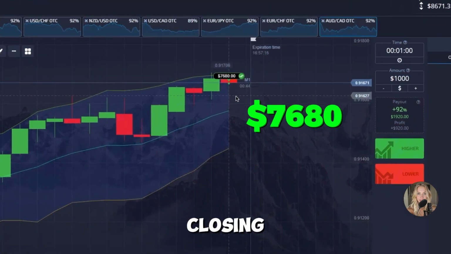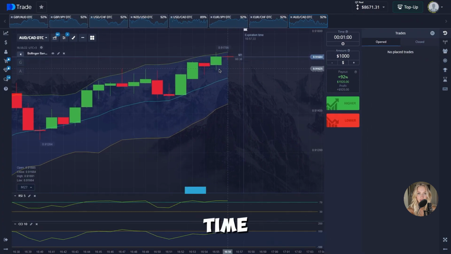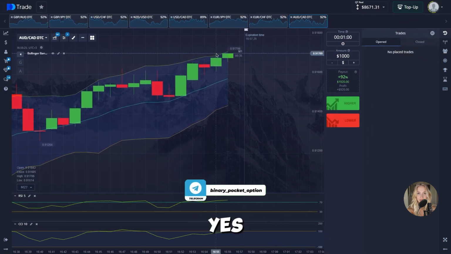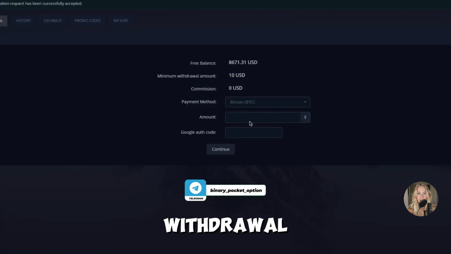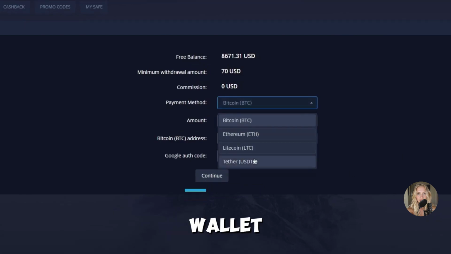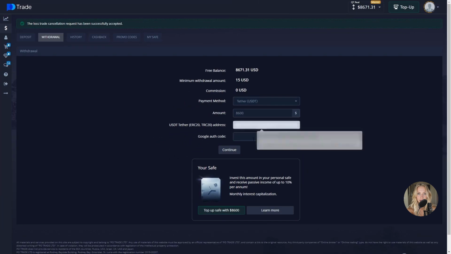And our trades are closing at a plus. The rollback is still small. We opened on time, at the peak of the shadow. Yes, the transactions were completed at a plus. Let's make a withdrawal, fix our trade, choose a wallet. The amount will be $8,600.